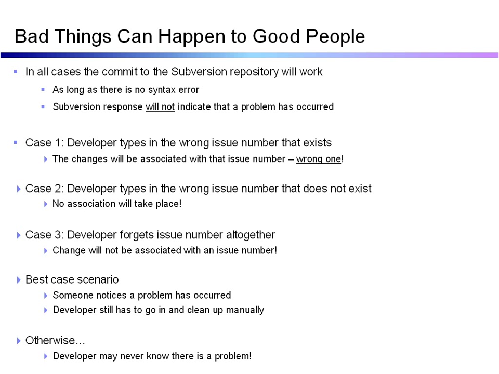This is really bad. Case number 2. The developer types in a wrong issue number that does not exist, so Jira cannot find it in its database. In this case, no association will take place. Case number 3. The developer forgets the issue number altogether. The change will not be associated with an issue number. So the best case scenario here is that someone notices that a problem has occurred when they do occur. And then if they do, the developer will have to go in and manually clean up. Otherwise, the developer may never know that there was a problem.